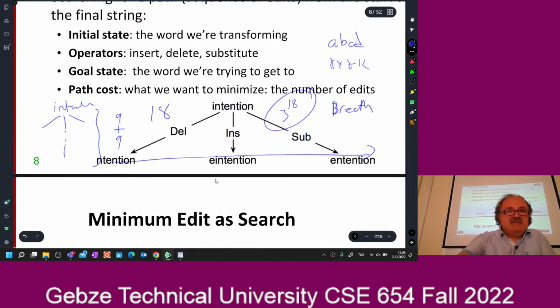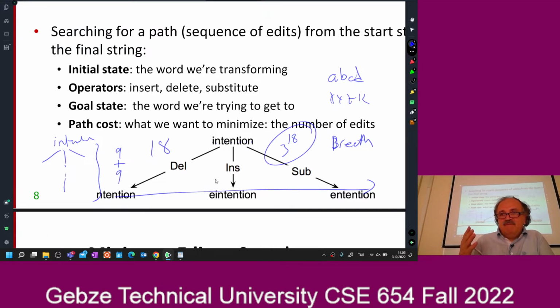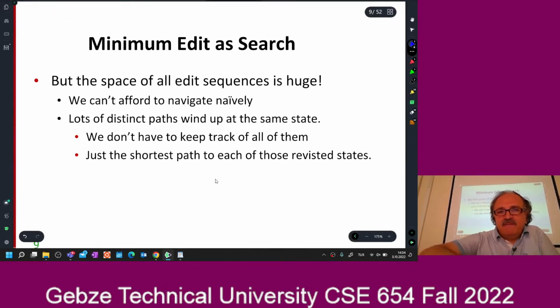Okay. State space search. We use state space search, but we don't do it in a way like this. We do it in a smarter, more intelligent way. To do that, we need some kind of heuristic rules, but I'm not going to talk much about them, okay? We can't afford to navigate naively. This is too expensive.